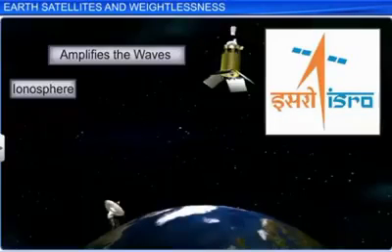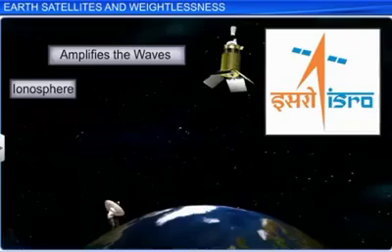The Indian National Satellite System, generally referred to as INSAT, is a series of geostationary satellites set up by the Indian Space Research Organisation (ISRO) to cater to the meteorological, telecommunications and broadcasting needs of the country.